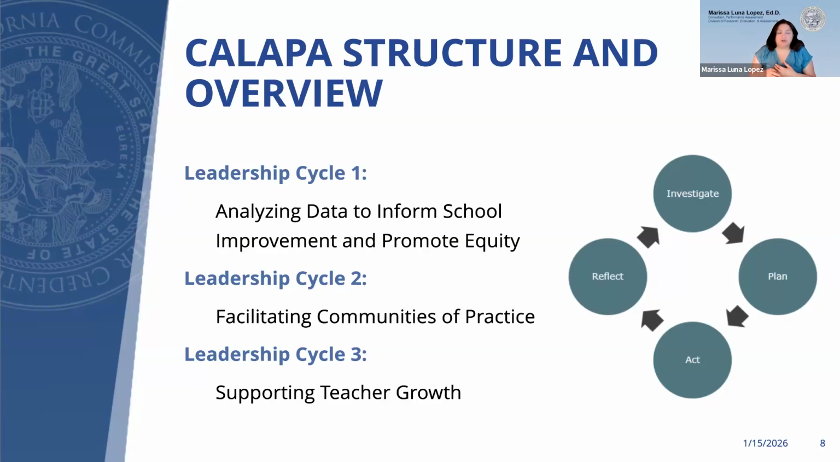And then leadership cycle 3 is coaching. The candidate would find a teacher and coach them in their classroom based on the CSTPs. And so Cal APA is in version 8, and as we move into next year, it'll go into version 9. So we'll be looking at some of the data there. Go ahead and go to the next slide.